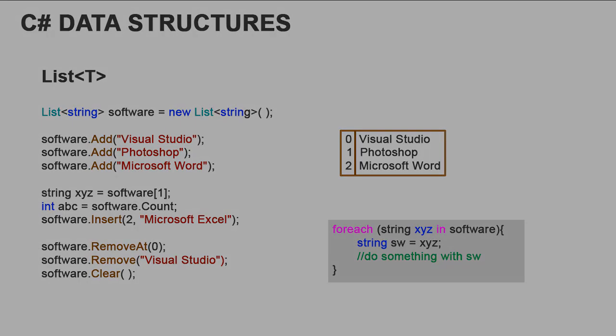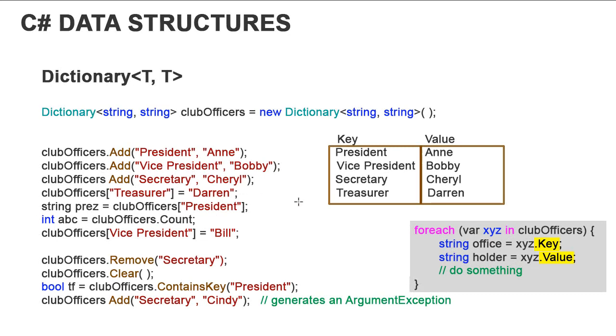and do something with it. A dictionary is declared in much the same way, but we're specifying 2 data types. And here I have 2 strings, and we're going to keep track of the club officers of a campus club equals new dictionary, and again the 2 strings, and calling our constructor. And then we can use the add method once again, specifying the 2 string values. So we're going to set Ann as the president, Bobby as the vice president, and Cheryl as the secretary.